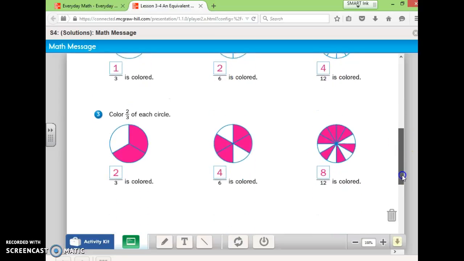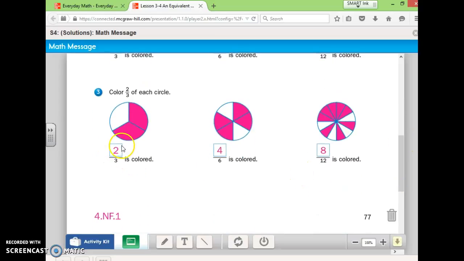Or even right here, 2/3. How could you get from 2/3 to 4/6, from 4/6 to 8/12? Is it adding? Is it subtracting? Is it multiplying? Is it dividing? And if it's one of those, what number?